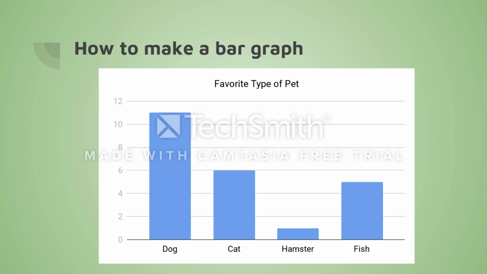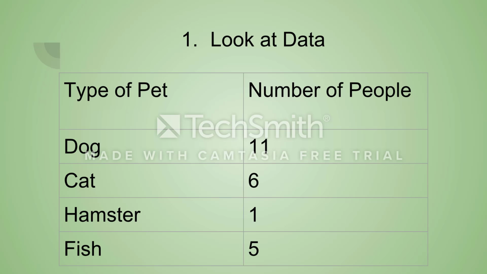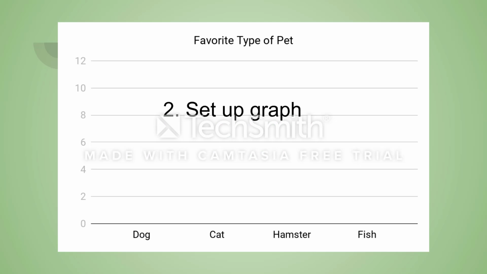So how do we make a bar graph? We're going to make a bar graph based on what people said their favorite pet was. Our options were dog, cat, hamster, and fish. So first we have to look at our data. I see that we have our 4 options and that 11 people said that they liked dog, 6 people said cat, 1 person said hamster, and 5 people said fish. So I'm going to look that dog is the largest number with 11 people.